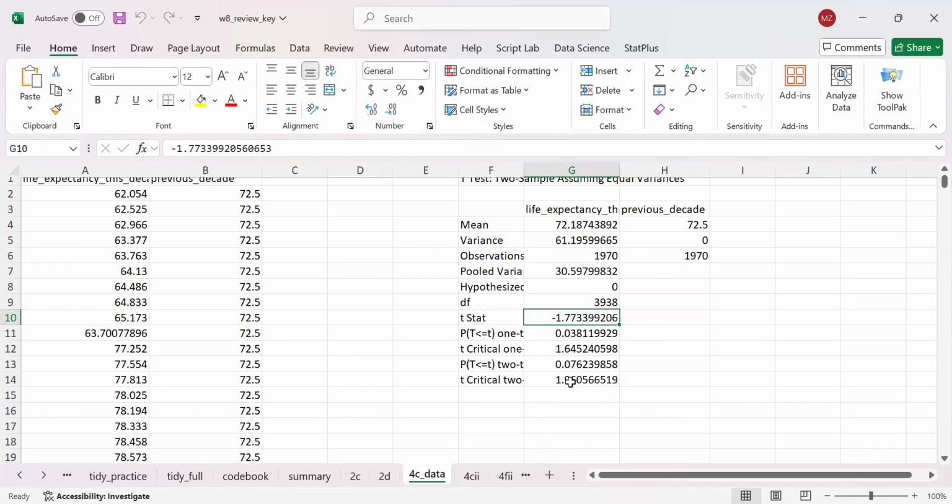But you also look at the p-value. So the p-value is 0.07, right? Which is higher than 0.05. So in this case, you would accept the null hypothesis and you would say that our mean is not statistically lower than 72.5. So we would accept the null hypothesis and say that our mean is statistically similar to 72.5. So it is not lower than 72.5.